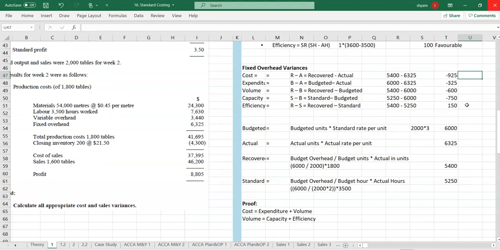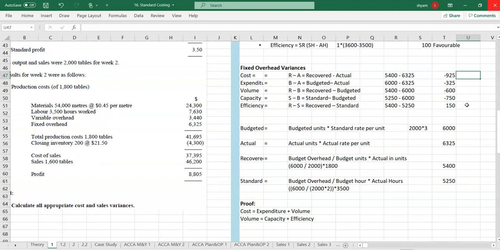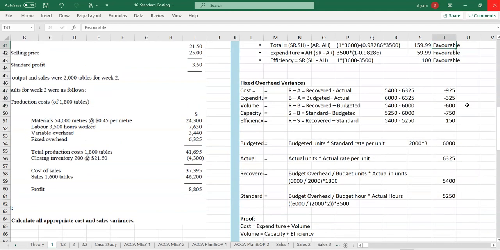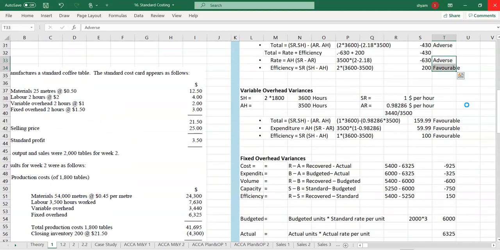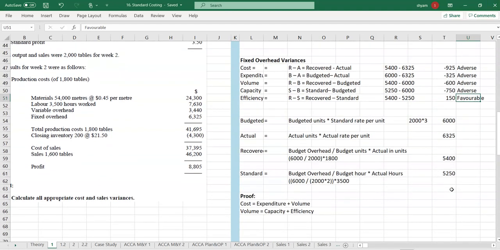See, almost all variances are negative, so they are adverse. Mostly they are adverse. So they are adverse for all these. And they are favorable here. So we'll work out the proof also, whether what we have done is correct or not. We can find out through proof.